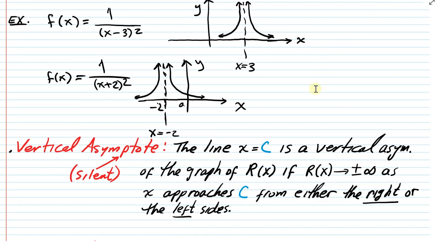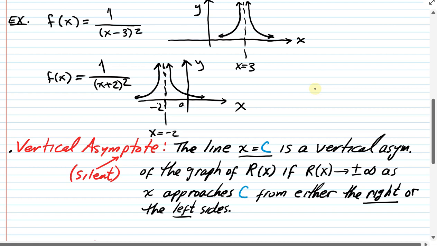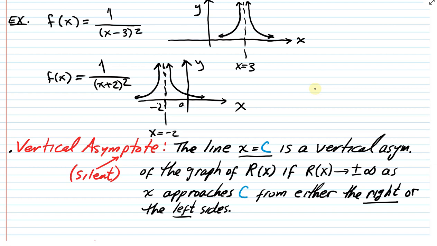All right, so here I have the definition of a vertical asymptote of the graph of a function. We say that the line x equals c is a vertical asymptote of the graph of r of x, a rational function, if the function approaches either plus or minus infinity. It could go one or the other, or you can just go infinity. It doesn't matter, as long as it approaches one or the other infinities.